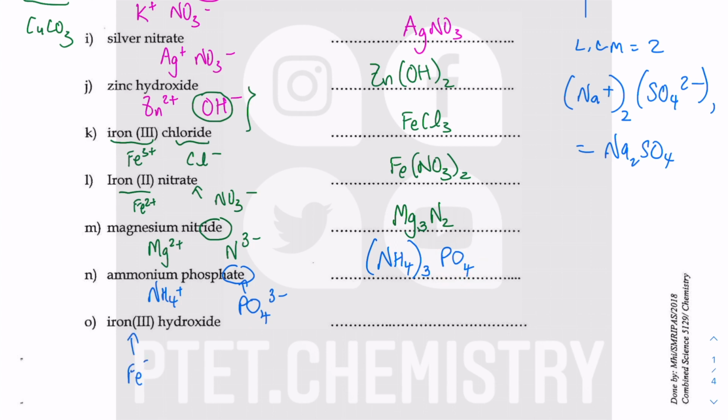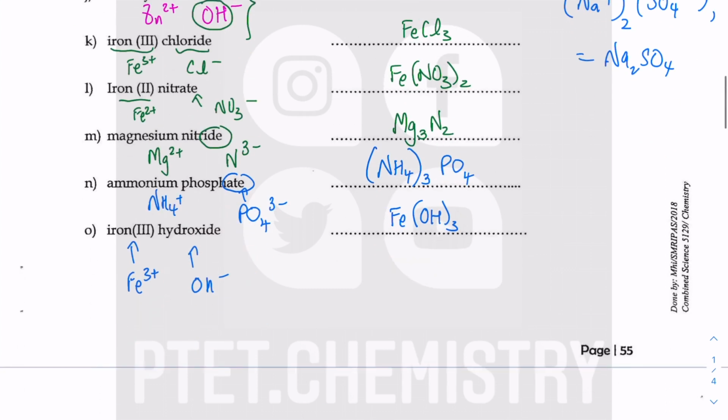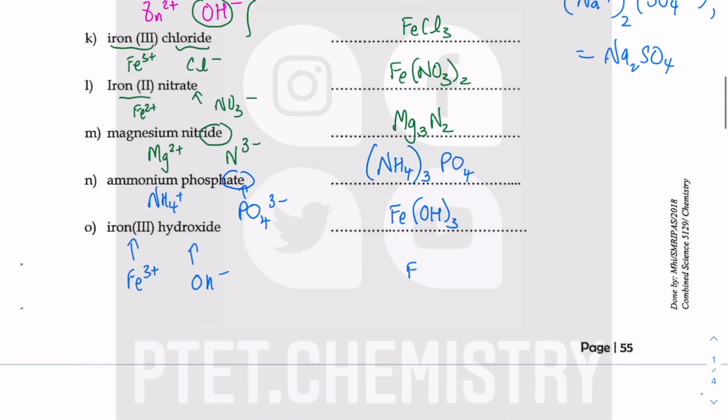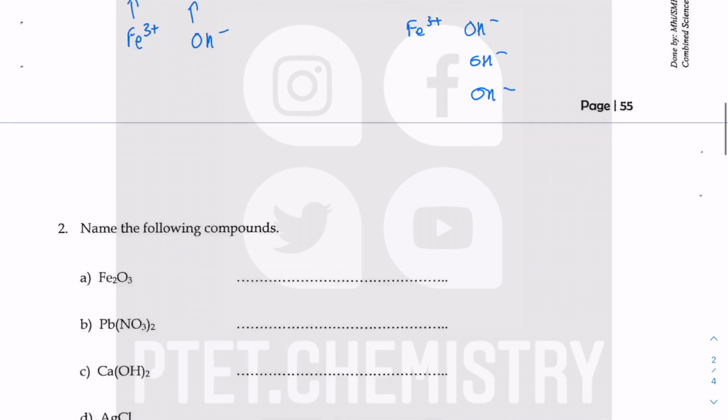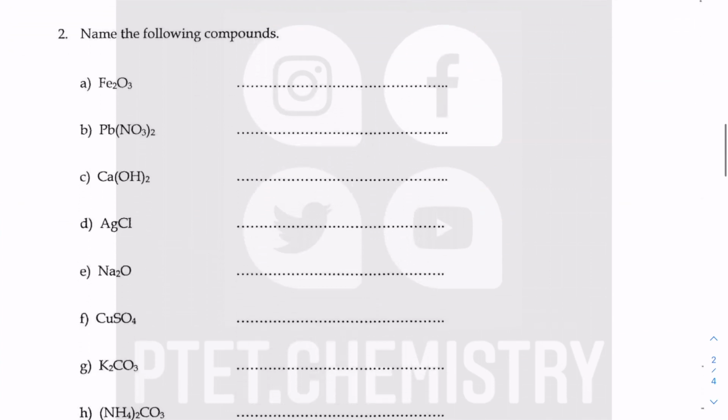Iron 3 hydroxide, Fe3+, OH-. So I need 3 of the hydroxide to balance out the +3 charge. So this means, well, essentially what it means is like Fe3+, OH-, OH-, OH-, -1, -2, -3, altogether balance out the +3. Ionic compounds do not have overall charge.